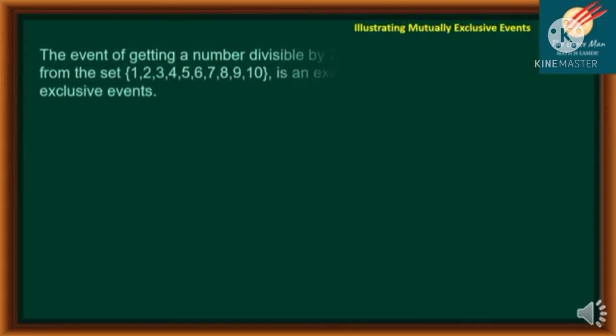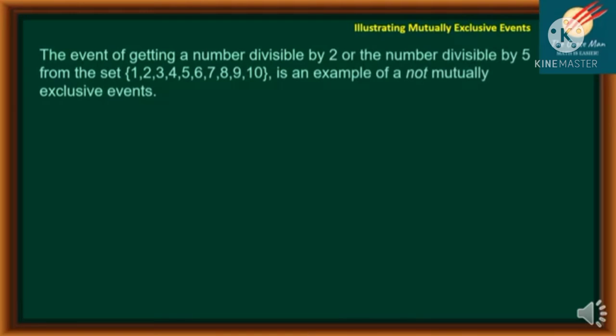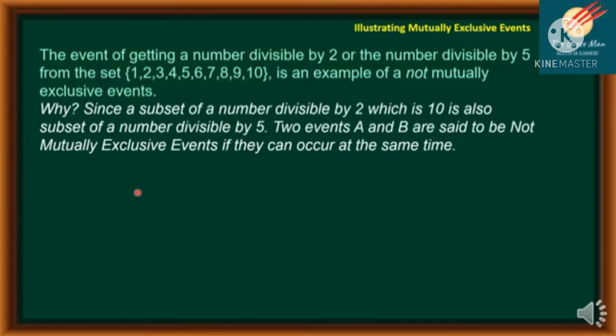To help us better understand mutually exclusive events, let's have this example. The event of getting a number divisible by 2 or a number divisible by 5 from the set of 1, 2, 3, 4, 5, 6, 7, 8, 9, 10 is an example of not mutually exclusive events, because 10, a number divisible by 2, is also a number divisible by 5. Two events A and B are said to be not mutually exclusive if they can occur at the same time. So let's look at our Venn diagram.